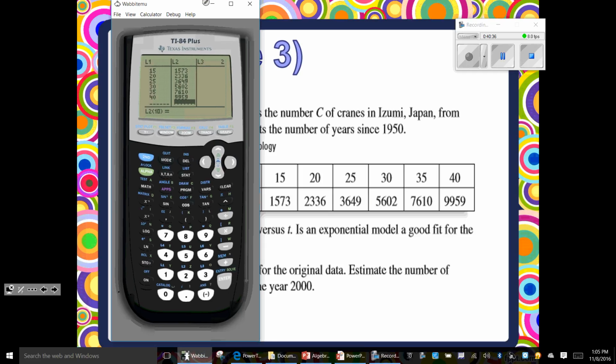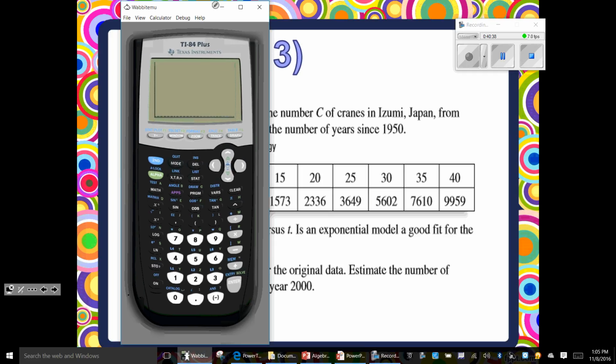Okay, so I have the data in my scatter plot, but I don't see anything. Well, I do see something. I still have the parabola from the last one in, so I need to clear that out. I still don't see anything, so what do I need to do? I need to fix my window. So my window, I'm going to go from year 0, and you can go into the negatives if you want, all the way to, I would do 70, 80, 90, 100, something like that.